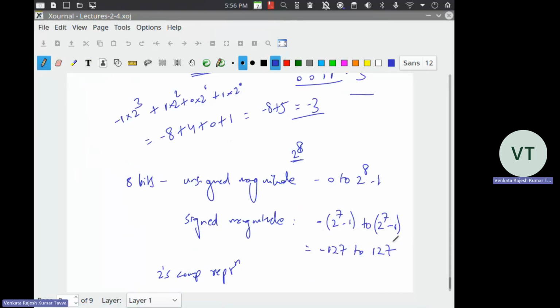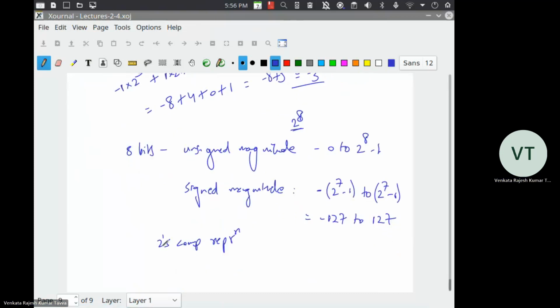In 2's complement method, the range goes from minus 128 to plus 127. So minus 0, whose space we have saved in 2's complement, that value, that binary representation is given to minus 128. So we got an additional space for an additional number. Instead of minus 0, we got a meaningful number.